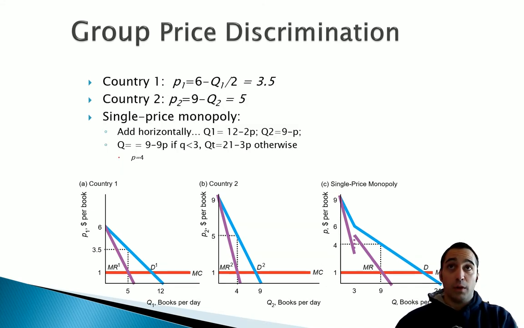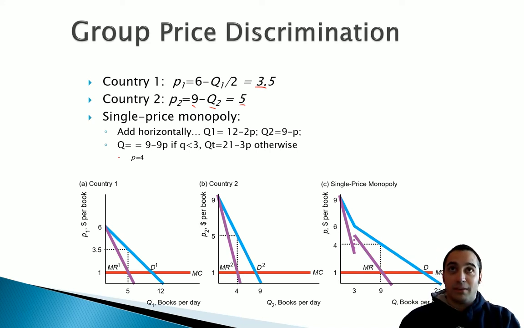If you did it right, you would have noticed that inverse demand in country 1 was P1 equals 6 minus Q over 2. If we set marginal revenue equal to marginal cost, we would find price equals 3.5 and quantity equals 5. In the other country, inverse demand would suggest price equals 9 minus Q. Setting MR equals MC, we'd find price equals 5, quantity equals 4.